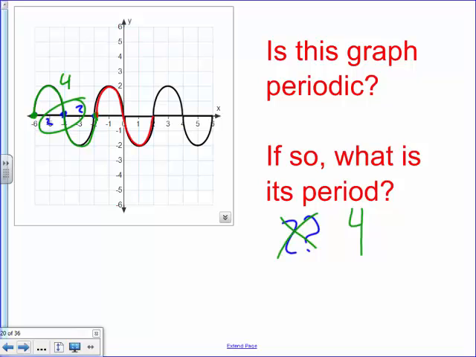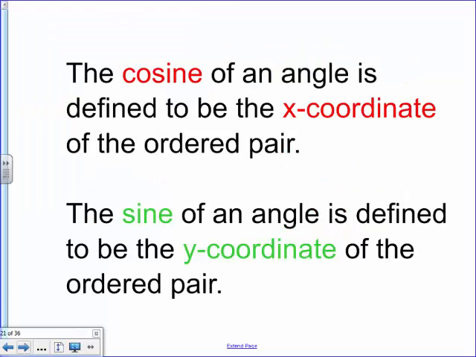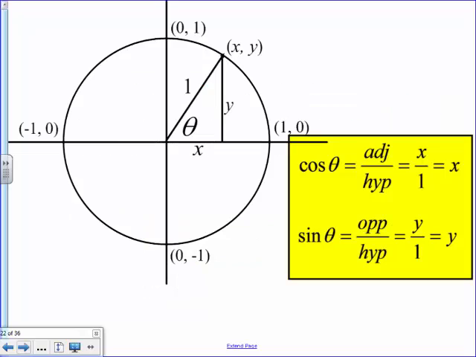Period of 4, right? From -2 to 2 is 4. So 4 is the period. Same thing right there. All right, and like I mentioned earlier, what we're going to look at is the cosine of the angle is defined to be the x-coordinate of the ordered pair. And just the opposite, the sine of the angle is going to be the y-coordinate of the ordered pair. And why that works is this.